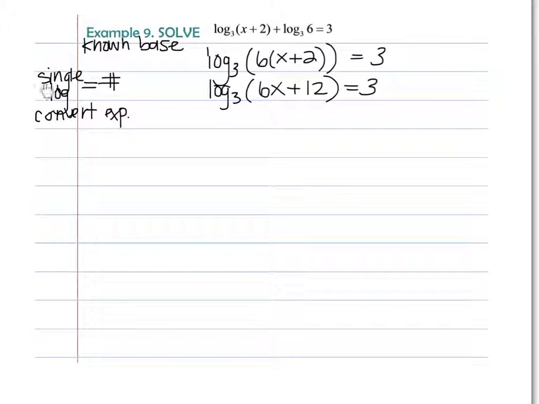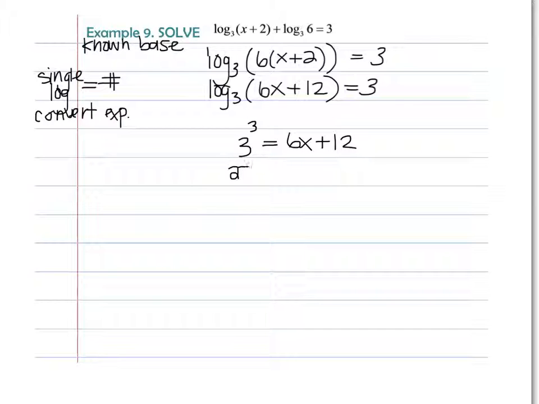We have a log on one side, a number on the other. So a log on this side, just a number on the other. Now what we're going to do is convert this to exponential, just like we did before. So this is going to be 3 to the third is equal to 6x plus 12. So 3 cubed equals 6x plus 12. And now it's just basic algebra. We're done with logs. They're gone. They're not in this problem anymore. So now we just need to rearrange and solve for x.